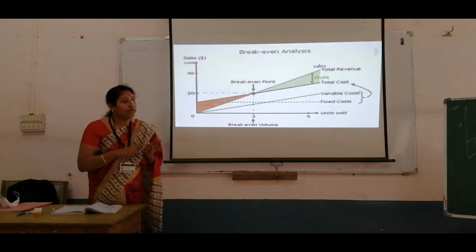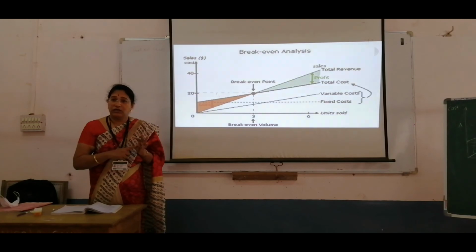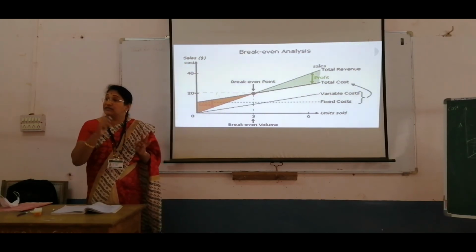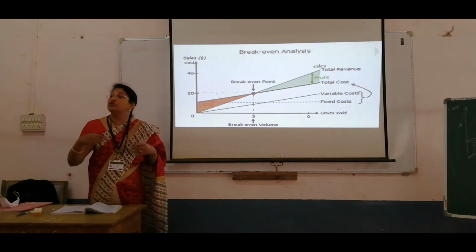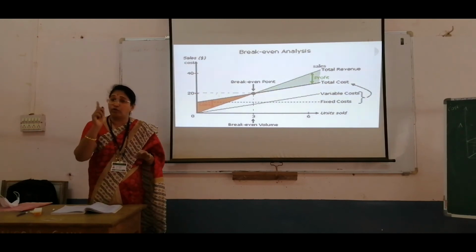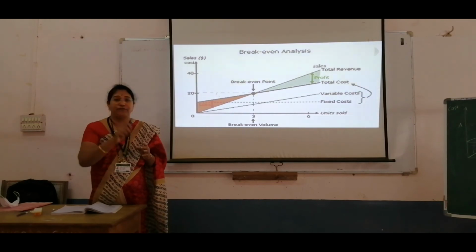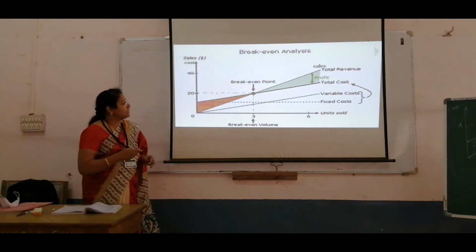You have to pay the rent for that. There must be a land. There must be special labors for that. Okay, and the salaries to be given. Whether they produce more quantity or less quantity, they have to be paid. So that will not change. Okay, that is called as a fixed cost. So that is why it is constant.